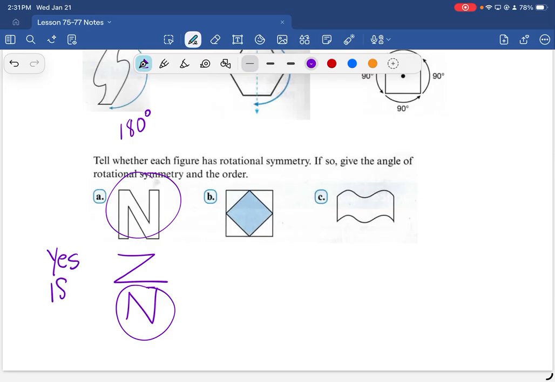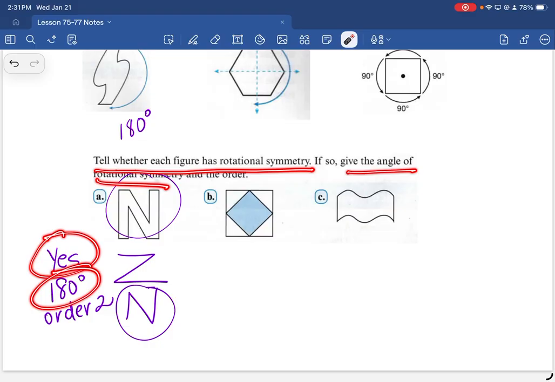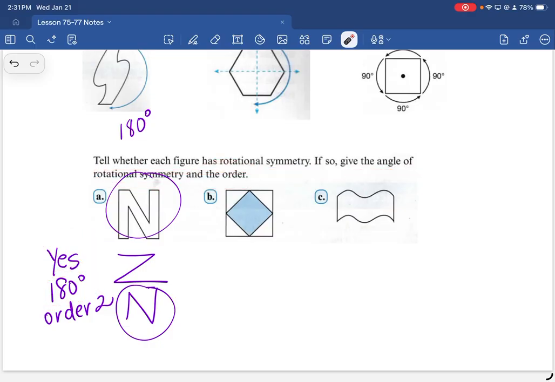It's a 180-degree turn. And the way they say this, it has an order of 2. So let me read the instructions for you. It says, tell whether each figure has rotational symmetry. We said yes. If so, give the angle of rotational symmetry. We said 180 degrees. And the order. Order just means how many times you have to flip it to get to where it originally was or how it looked. So that's the 3 answers to this one.